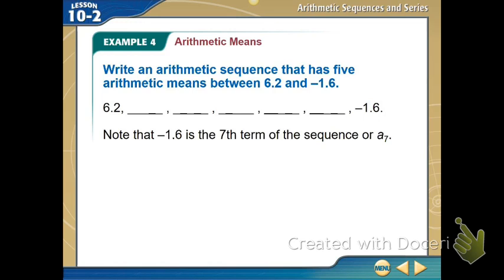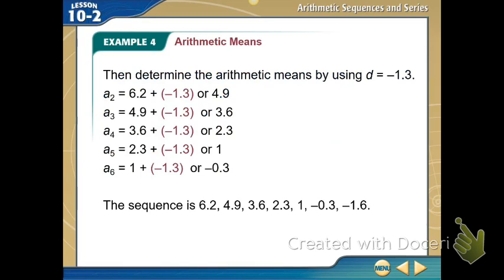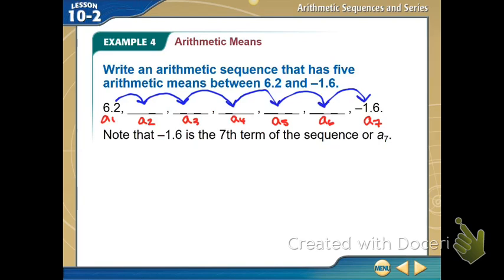Let's take a look at example 4. Write the arithmetic sequence that has 5 arithmetic means between 6.2 and negative 1.6. Negative 1.6 is the 7th term, right? This is a1, this is a2, a3, a4, a5, a6, and a7. What you might know is that you've added the common difference 1, 2, 3, 4, 5, 6 times. In other words, 6.2 plus 6d equals negative 1.6. This is the equation that we need to solve in order to solve for d.